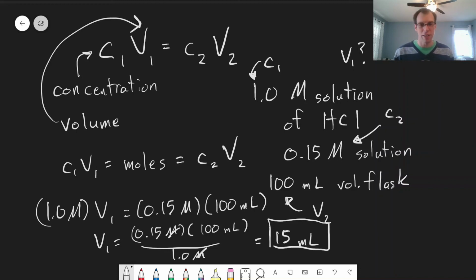Practically speaking, we'd actually add a little bit of water first and then add the acid solution, because you always add acid to water, not the other way around, because it can cause heating when you dilute acid. So you want to do it that way.